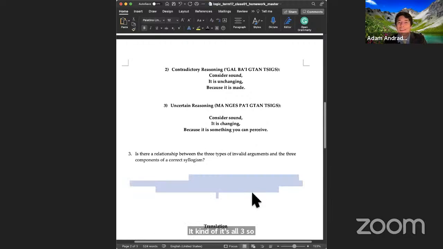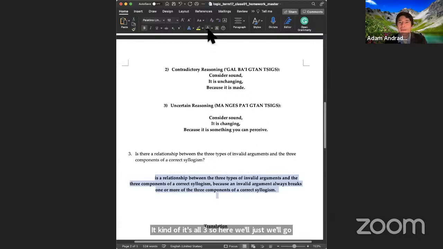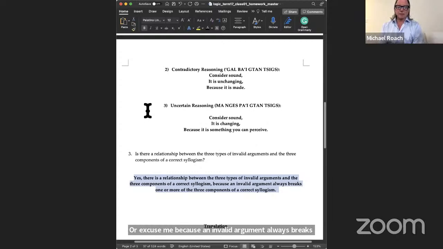So we'll go ahead and spoil the fun here. There is a relationship between the three, simply because of the three components of a correct syllogism: an invalid argument always breaks one or more of the three components. Or the three relationships, right? Okay, good. Nice homework.